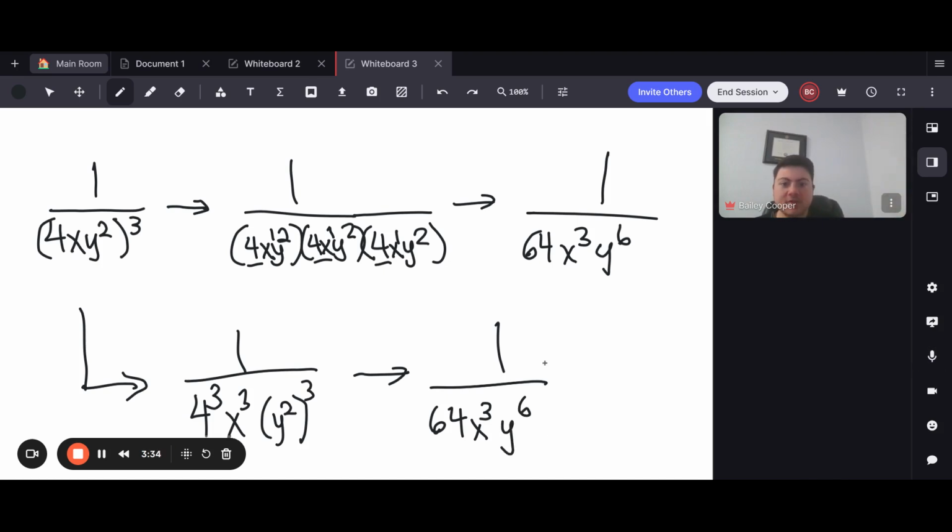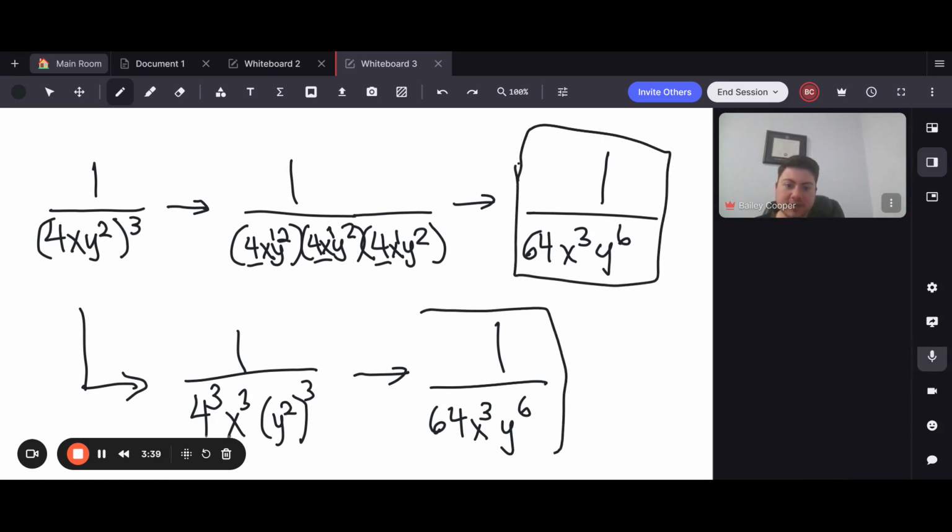And as you can see, we get the same answer both times. It's just kind of up to you on which way makes more sense and which way you're going to be able to implement more consistently.